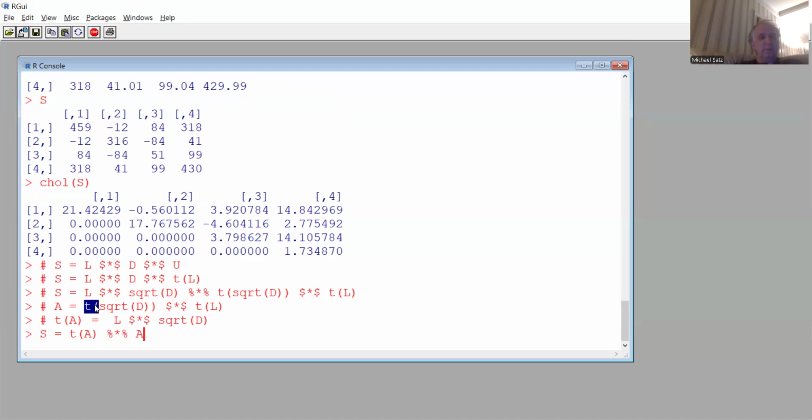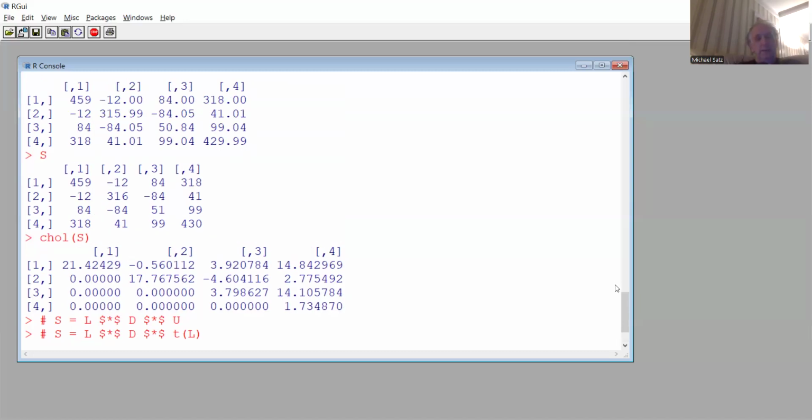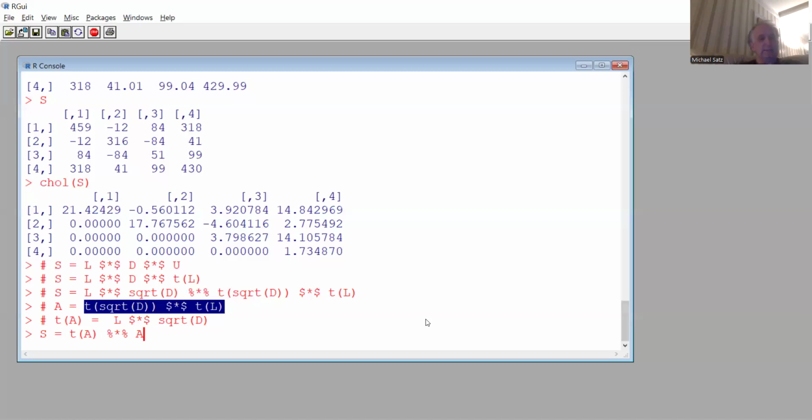So the whole thing with Cholesky comes down to just finding LDU and then writing the Cholesky matrix. The Cholesky matrix is just equal to the transpose of D times the transpose of L, the one on the right, the upper triangular one. Here it is. Okay, so let's just do this manually.